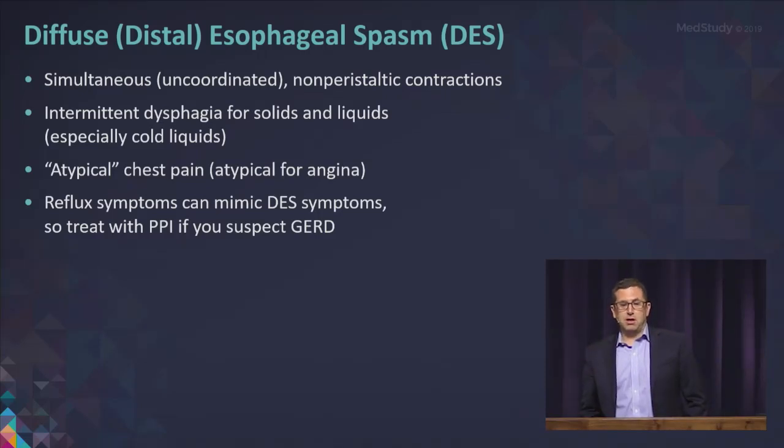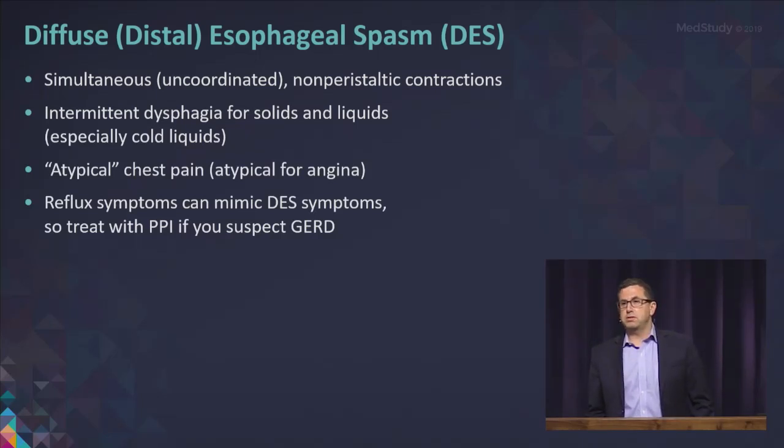So there is an entity called diffuse or distal esophageal spasm. The old term was diffuse, and now it's called distal. And what we see here is simultaneous, uncoordinated, non-peristaltic contractions. And this is an example of a pure motility disorder.